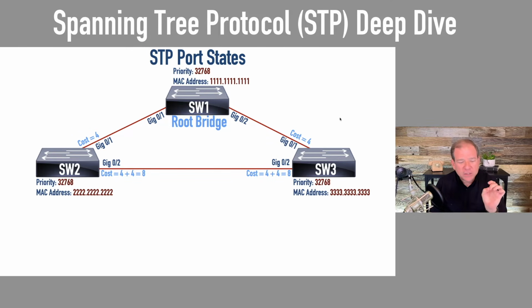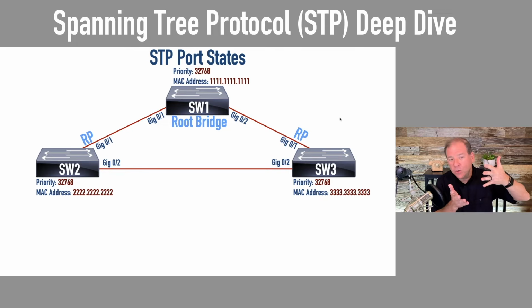So for each of the switches, we're going to say which port is closest to the root in terms of cost. Well, on switch 2, a cost of 4 beats a cost of 8. So I'm going to go with gig 0/1 on switch 2. Same thing on switch 3, I'm going to go with gig 0/1. So we now have answered 2 questions. Who is the root bridge is the first question, and then who are the root ports?